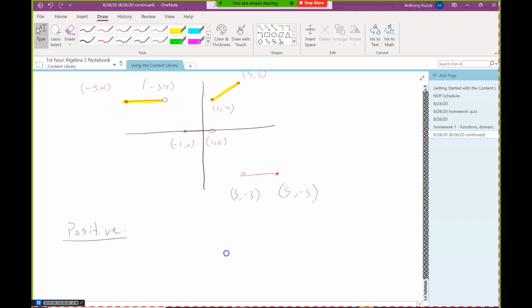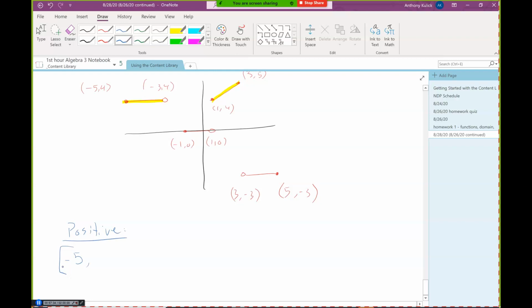So for that leftmost positive section, what's the leftmost point on that section? Negative 5, 4. So the x-coordinate's what I care about, so negative 5. Should I use a parenthesis or bracket here? Is the point negative 5, 4 above the x-axis? Yes. So I should get a bracket.